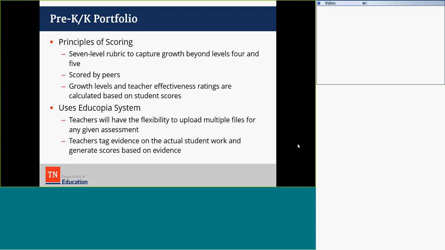And also to know that the online platform will allow teachers the flexibility to upload multiple files, and there's a tagging element that is discussed in greater depth in the resource guide as well, so please read as much as you can about that.